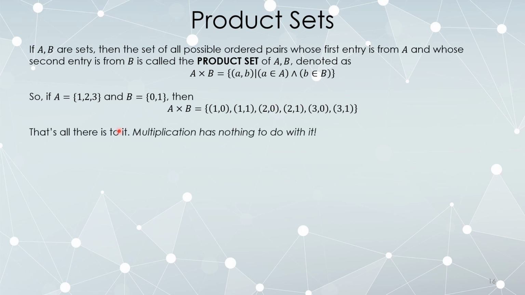That's all there is to it. We're not multiplying anything. I happened to use numbers as the elements of these sets, but I could have used letters or other random symbols, and it wouldn't really matter. We're not actually doing any multiplication. Just like the difference of 2 sets did not actually involve any subtraction, we're not doing any multiplication. We're just making ordered pairs.